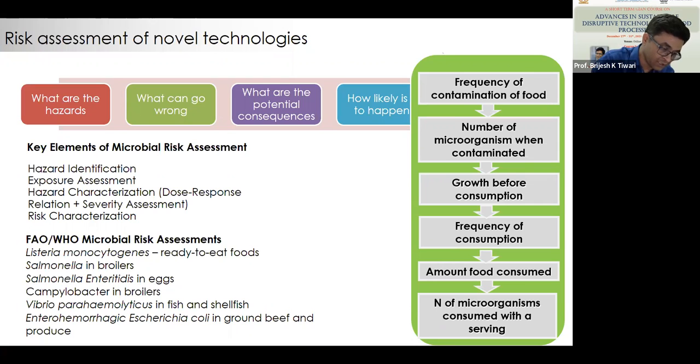If somebody wants to use high pressure in the industry, it is not just to install an equipment over there and start using it. There are a lot of things that have to go around it to develop SOPs, develop the risk assessment, what can go wrong, and what will be the consequences, how we can address those.